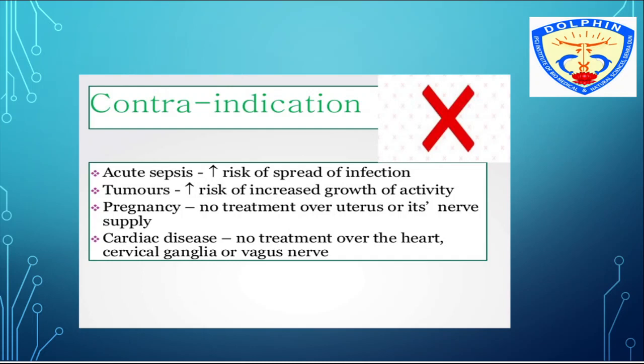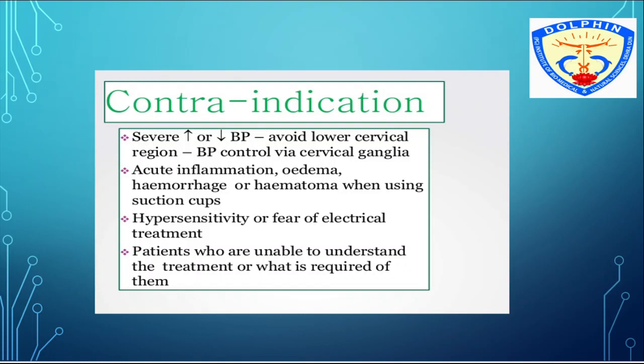Tumors, pregnancy, cardiac disease: if the patient is suffering from any type of cardiac disease, then we don't use this type of treatment, interferential therapy, on the subject. Others are severe or high BP, acute inflammations, edema, hemorrhage. Edema is which type of edema? It depends upon the condition. Hemorrhage or hematoma when using suction cups. Hypersensitivity or fear of electrical treatment. Patients who are not able to understand the treatment are not treatable by this type of therapy.